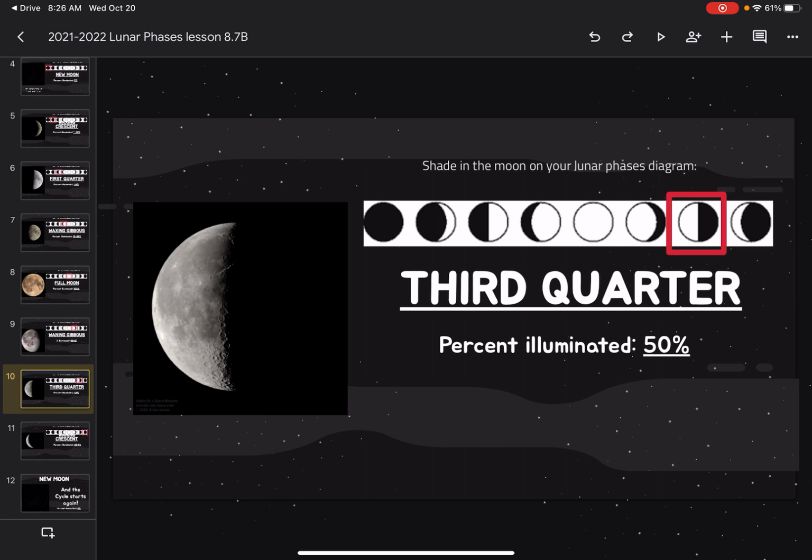After the waning gibbous is a third quarter. So we're three quarters through the cycle and 50% is illuminated. So since it is losing light, the light is going to be on the left and it's only 50%. That is one night in the month.